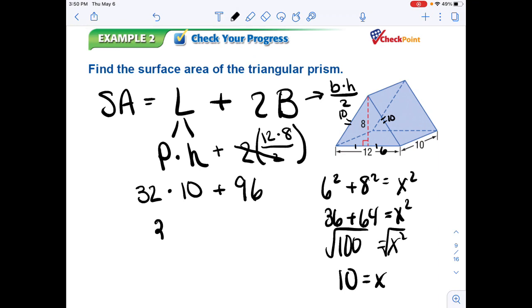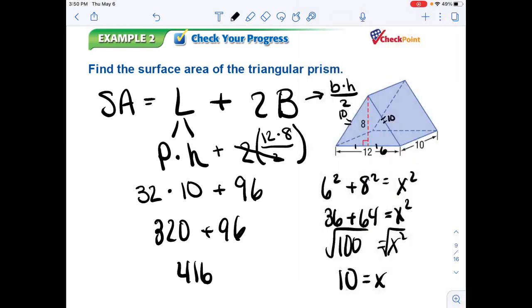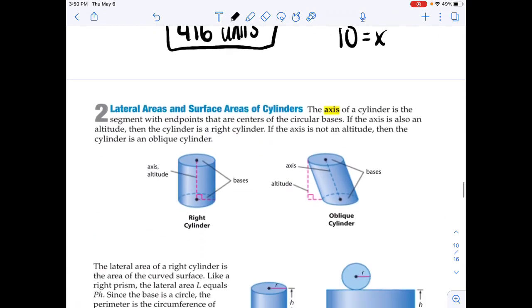So I end up getting 320 plus 96 is equal to 416 units, or square units, I should say. Okay?